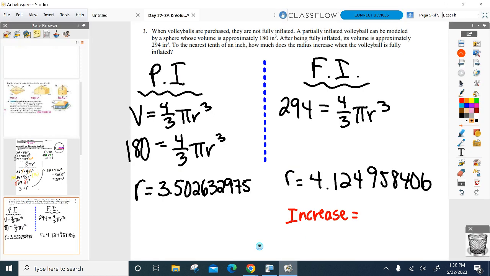Check those radii. If you're not matching up, a common mistake today has been taking the cube root, and students have taken the square root instead. So make sure we're taking the cube root here, not the square root.